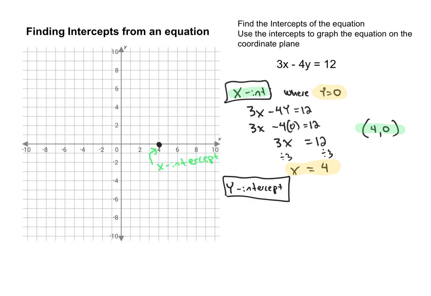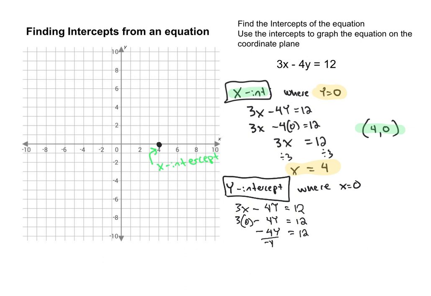All right, so let's calculate our y-intercept. Since the y-intercept is where x equals 0, we're going to do the exact same process, only this time for our function, we will be replacing x with 0. Okay, so there's our original function. I'm going to rewrite it as 3 times 0 minus 4y equals 12.